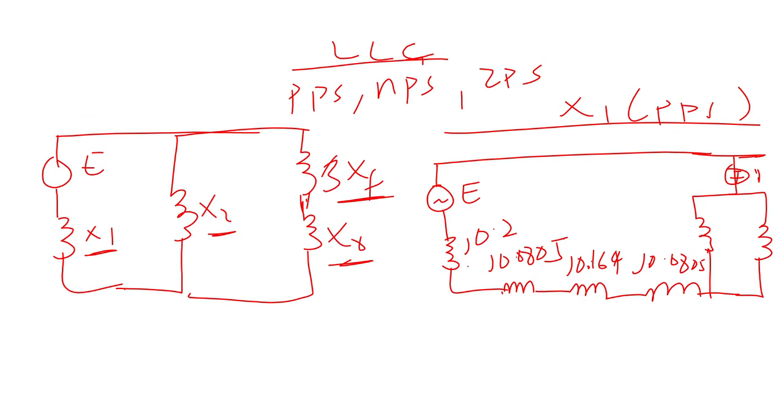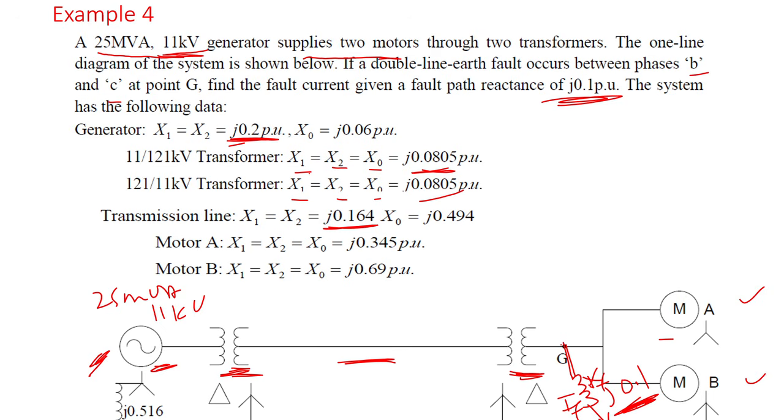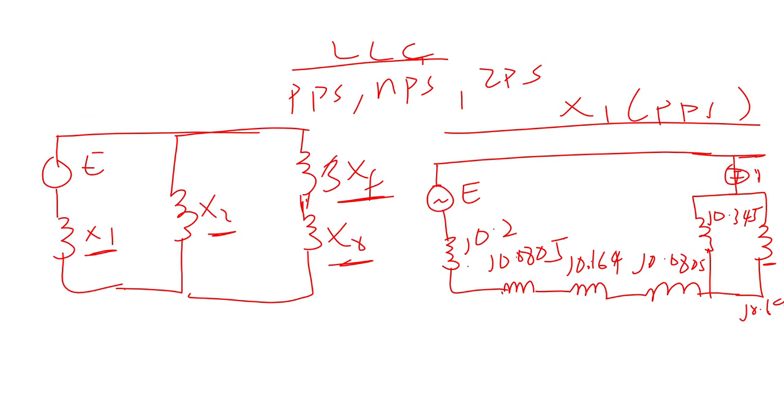Then the reactance for this was given as J0.345. And this particular one was given as J0.69, right? Now you realize that the fault is after the transformer. So you realize that the fault after the second transformer, the fault point is here. So the fault point is here, then what will be the total impedance in this?